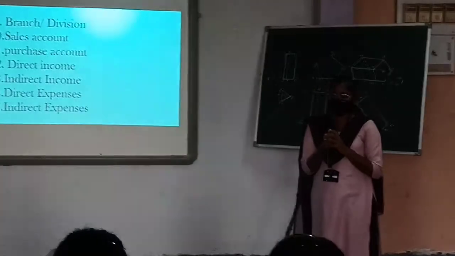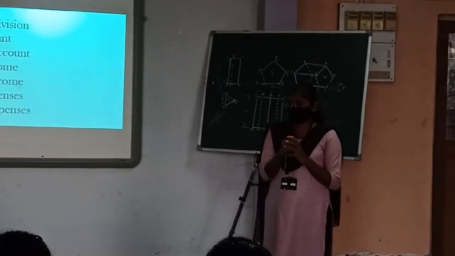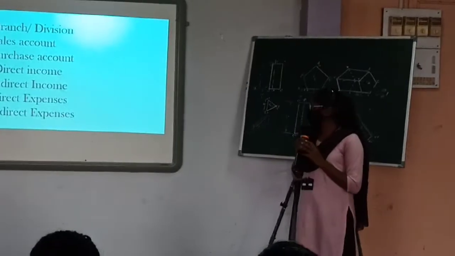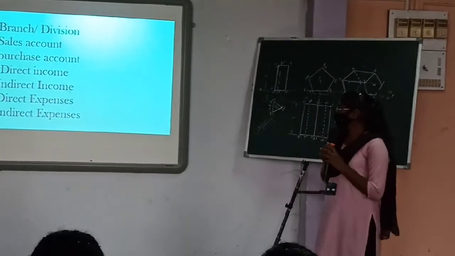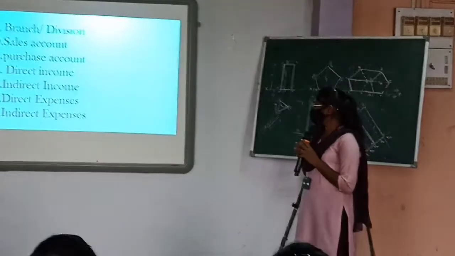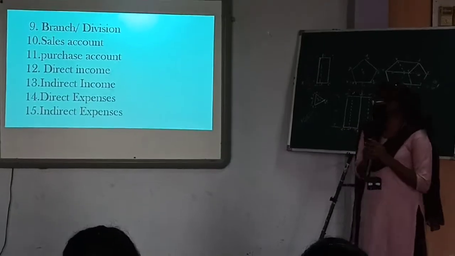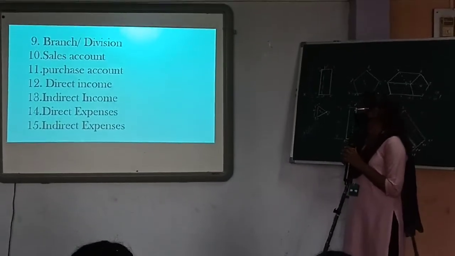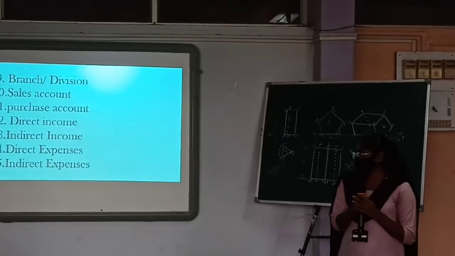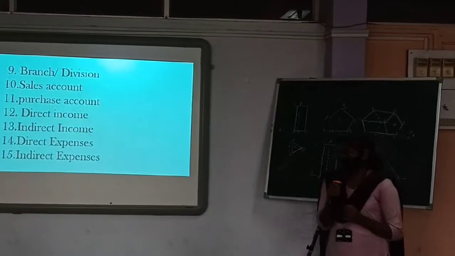Direct expenses hold the direct trading accounts of the factory, such as wages paid to labor, electricity bill, etc. Indirect expenses hold accounts such as salary paid to staff, stationery, maintenance, etc. The next topic is continued by the next presenter.